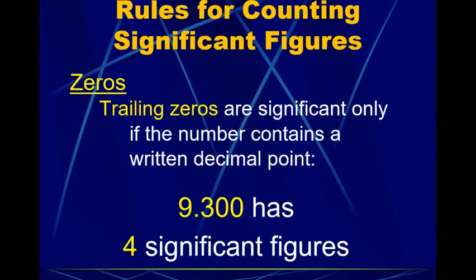Trailing zeros are zeros that come at the end of a number. They're the last digits in a number. Trailing zeros are only significant if there's a decimal point in the number. It doesn't matter where the decimal point is. You simply ask yourself, is there a decimal point anywhere in this number? If the answer is yes, then those zeros are significant. So 9.300 has 4 significant figures. If there is no decimal point in the number, then trailing zeros are not significant.